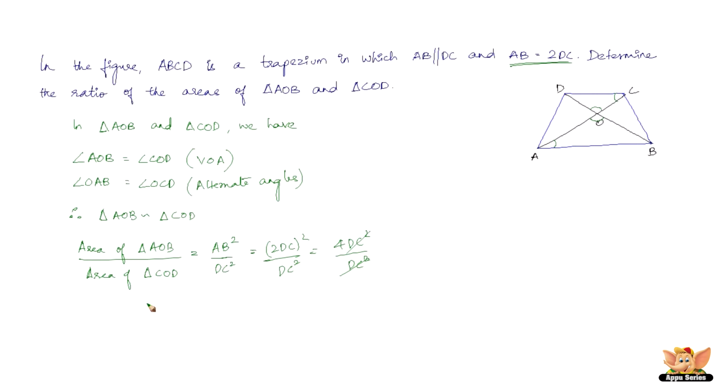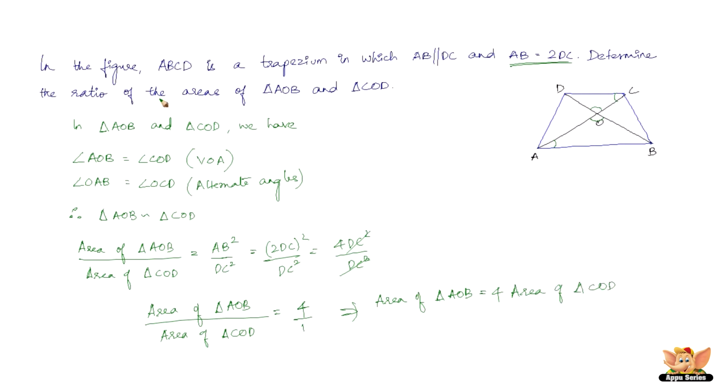What we have to do is determine the ratio of the areas of triangle AOB and triangle COD. So therefore we have the ratio of the area of triangle AOB to the area of triangle COD equal to 4 by 1. That is nothing but area of triangle AOB equals 4 times area of triangle COD. Or in simple words, the ratio of the areas of triangle AOB and triangle COD is 4:1.